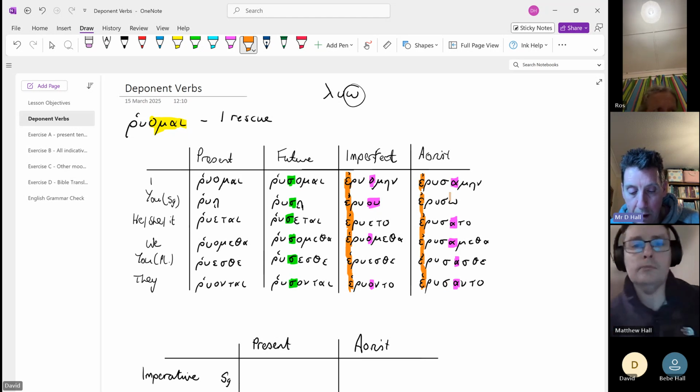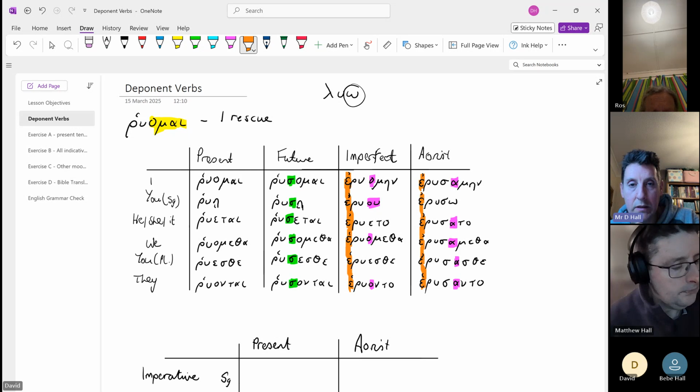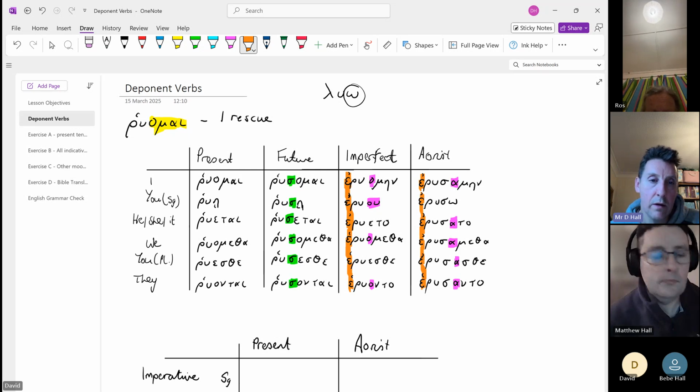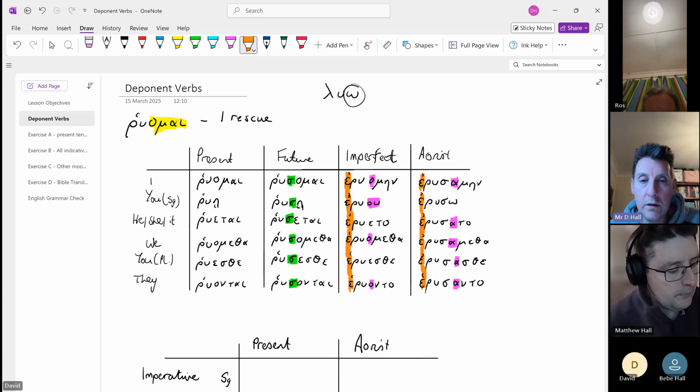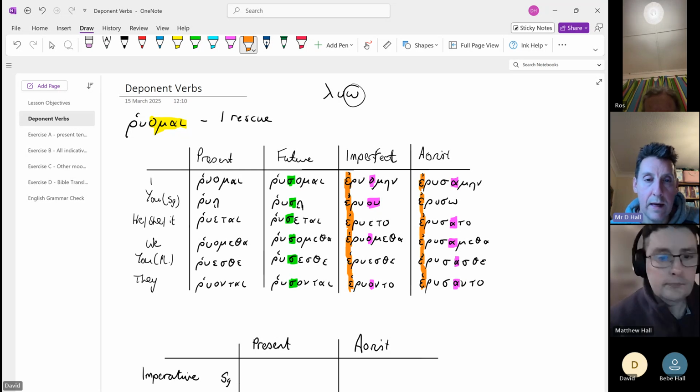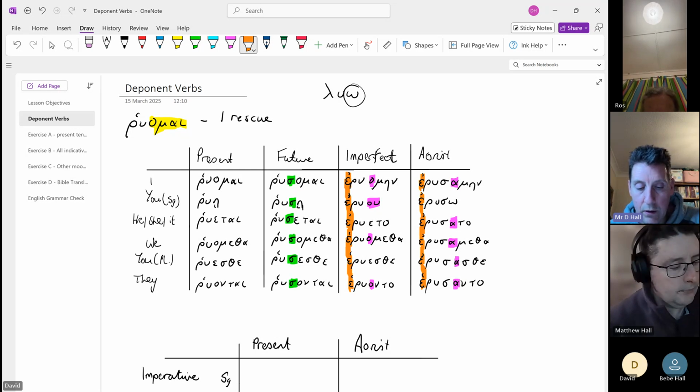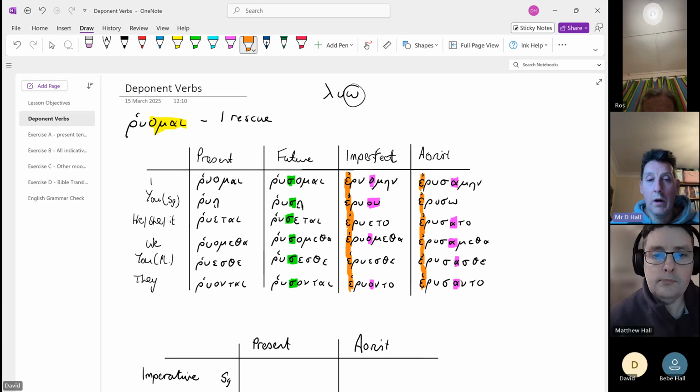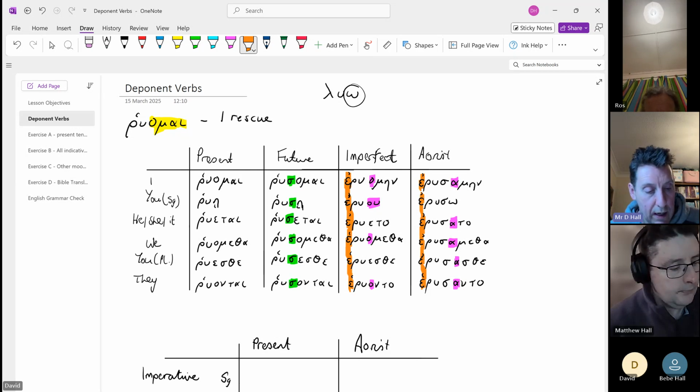If you have a particular stem that ends with a certain consonant, the contraction will take place in the normal way. So you just have to pay attention to that in the future and in the aorist. So what we'll do is have a look at spotting some of those and trying to translate them.